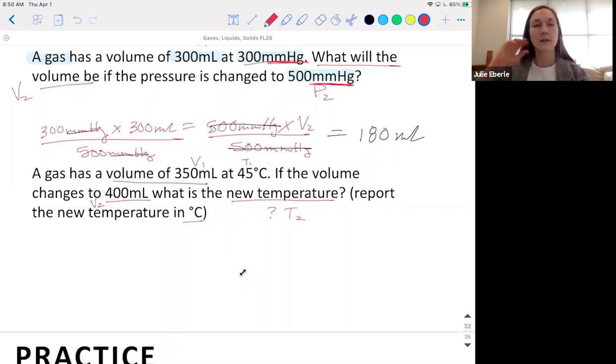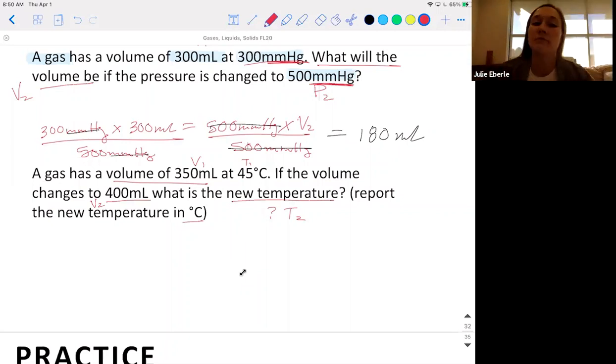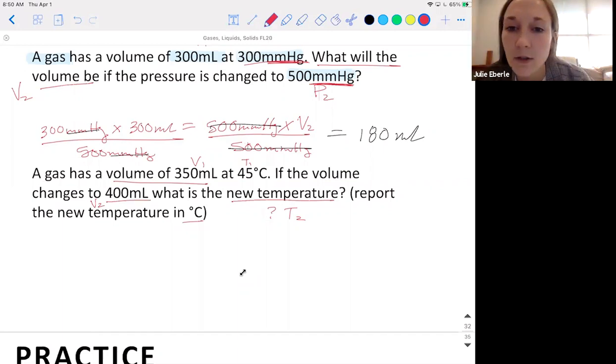Now let me tell you something. All the gas laws have to be worked in Kelvin. So this is going to feel very redundant, but you have to convert the temperature to Kelvin, work the problem, and then here it says report it back in Celsius. So once you get your answer, you're going to have units of Kelvin, and then you just convert it back to Celsius. Okay, you cannot work it in Celsius.